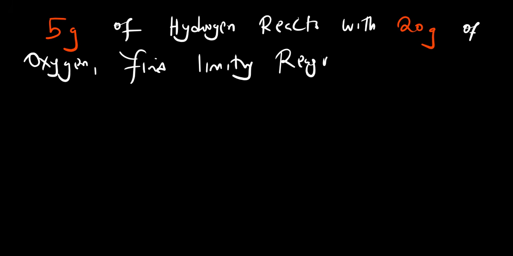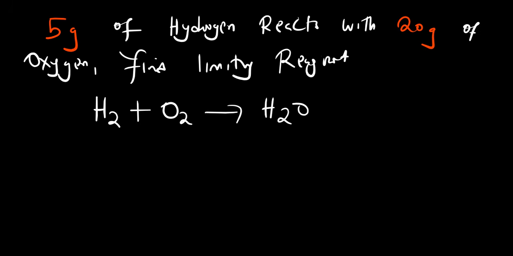So how can we solve this one? First and foremost, you have to write the balanced chemical equation. In this case, we've got hydrogen reacting with oxygen to give us water. So you know how to balance this one. I'm going to put a 2 there, I'm going to put a 2. It's balanced. Now we're going to convert our masses to moles.